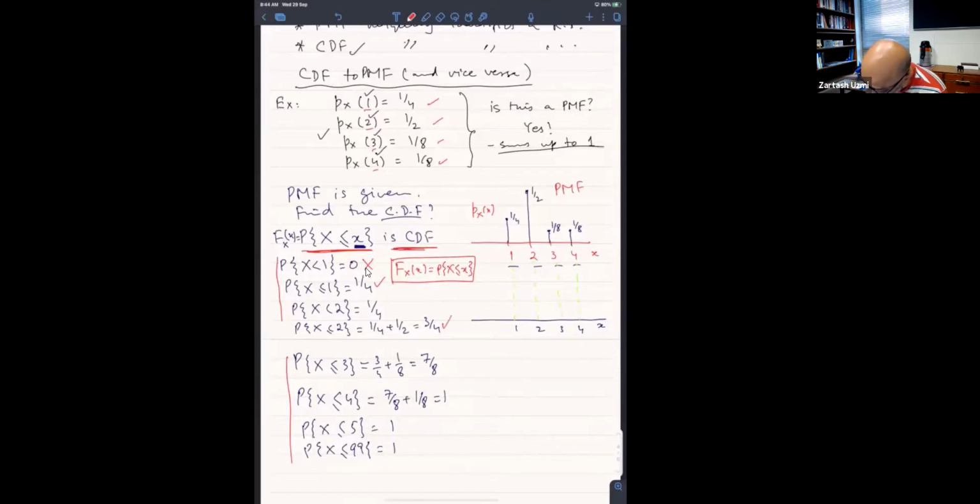This is a CDF value. This is not a CDF value. X is less than 2 is not the CDF value. क्योंकि डेफिनेशन के अंदर less than equal to है. खाली less than वाली जो चीज है वो CDF में नहीं आती. Less than equal to ये भी CDF में आता है, ये भी CDF में आता है.